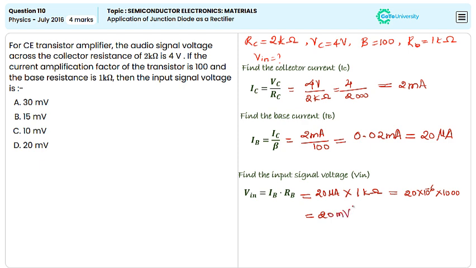Therefore, the input signal voltage is 20 millivolts. So, the correct answer is option D.